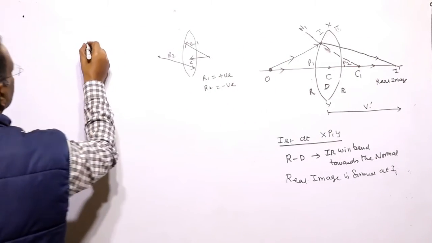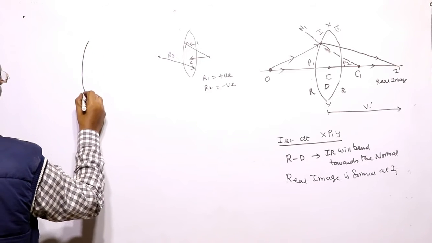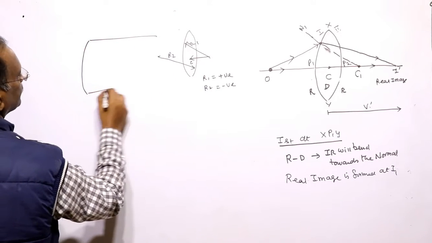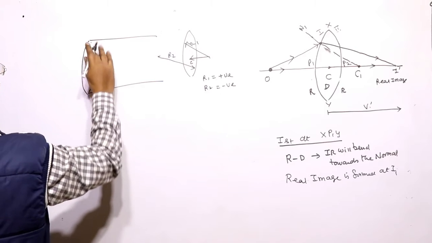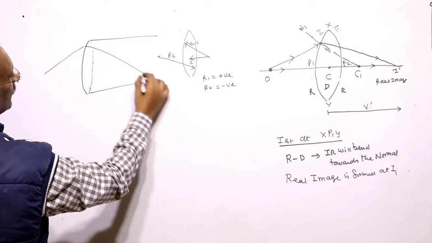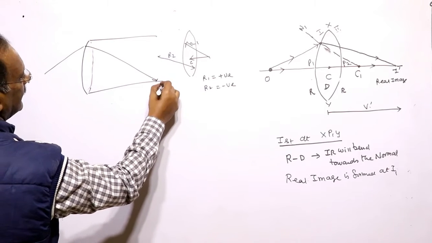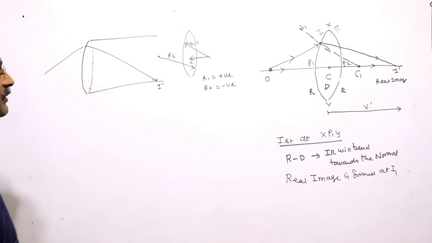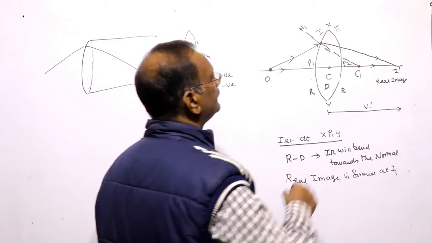If the ray is continuous, we can say only this surface is available and the medium is continuous. Assume that this is not there. So if it is going, then the image will form here, I dash. But the actual problem, what is the ray?